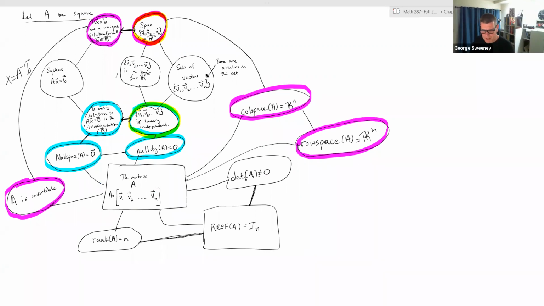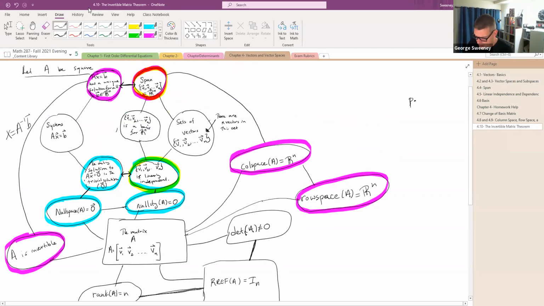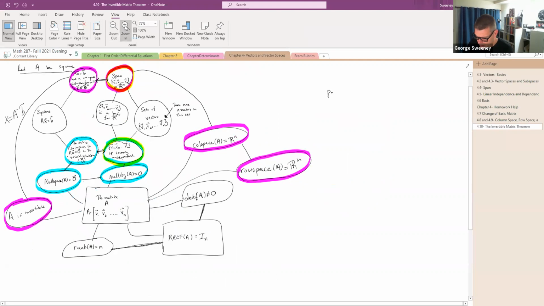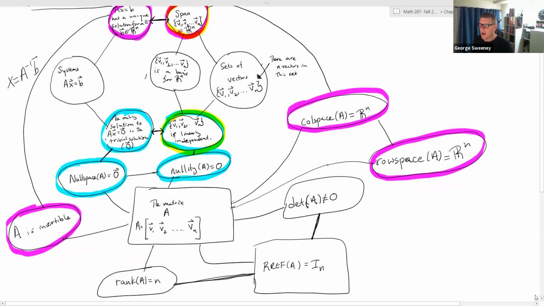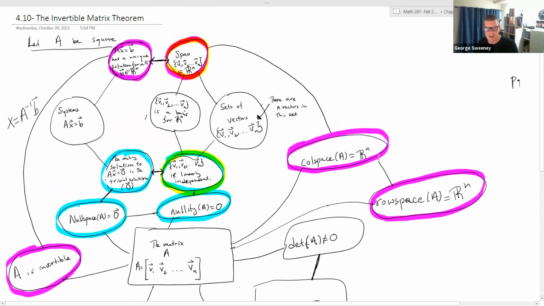So in our invertible matrix theorem, okay, this is actually just designed to kind of help you envision the connections between a lot of the things that we've got going on. So span is going to be connected to AX equals B having a unique solution for all B belonging to Rn, right? In fact, we're going to use this to prove span. If the column space of A is Rn, that's also going to prove that the set of vectors span Rn. Okay, that's going to work.